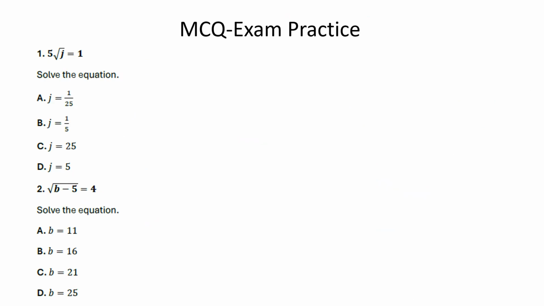So this is the way the multiple choice question can come in your exam. We already solved question 1. So what is the correct answer? Choose A, B, C, D, one option. So you are right. The option is A, 1 over 25. Similarly, we solved question 2, the square root one. So we did all the steps and therefore the value of B came out to be 21. So C is the answer.